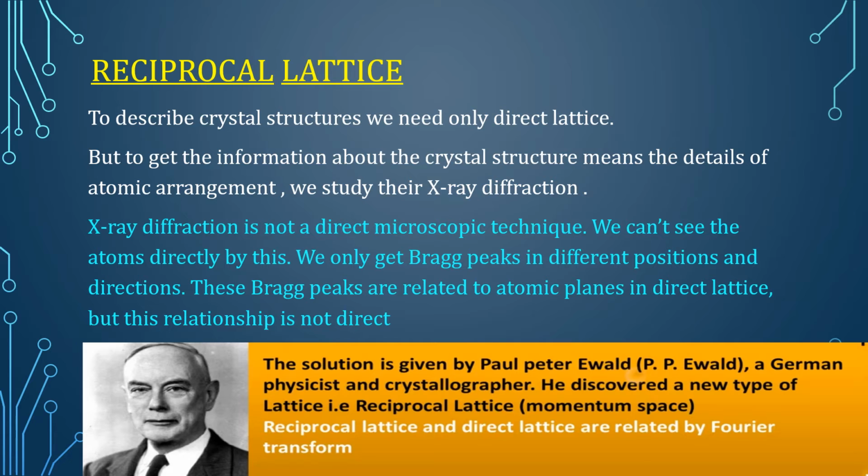It is an indirect relationship. The solution was given by Paul Peter Ewald, a German physicist and crystallographer. He discovered a new type of lattice called the reciprocal lattice, which is defined in momentum space. Mathematically, the reciprocal lattice is the Fourier transform of the direct lattice.